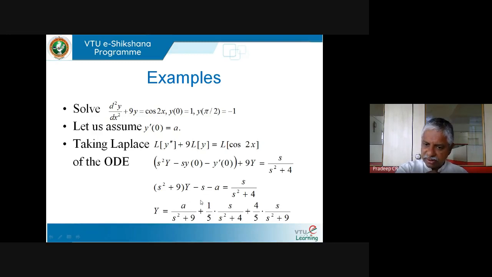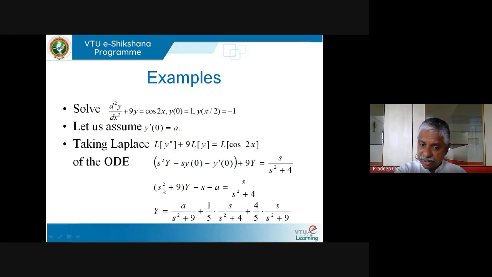Again, I'll use the same usual methods. I want to write it in a way where I can find the inverse Laplace easily. Still, I don't know A. Don't worry about it. Just go through. I want to write it in a way in which I can find the inverse Laplace easily. Again, I observe this is s square plus 9. This is s square plus 4. And there's an s by s square plus 4. I can find the inverse Laplace easily.